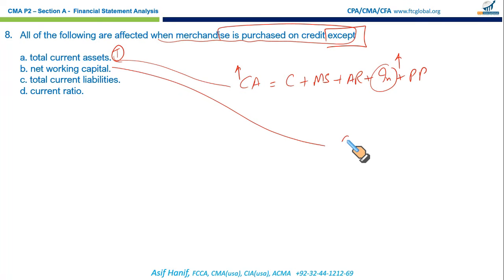Net working capital is the difference between current assets and current liabilities. When we acquire inventory on credit, your current assets go up by a certain number, let's say $10,000. You buy these goods on credit, your current liability also increases by 10. So 10 increase in current assets, 10 increase in current liabilities, both increase by the same amount, net is nil. So it means this element B is not affected when the goods are bought on credit, because the current assets increase is offset by the current liabilities increase.